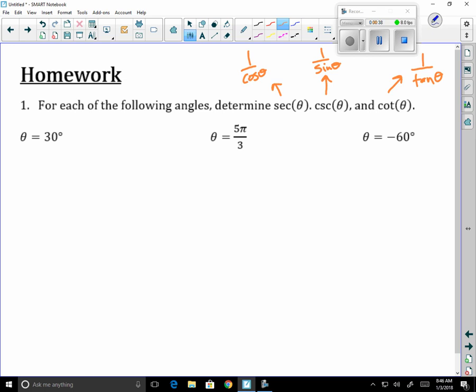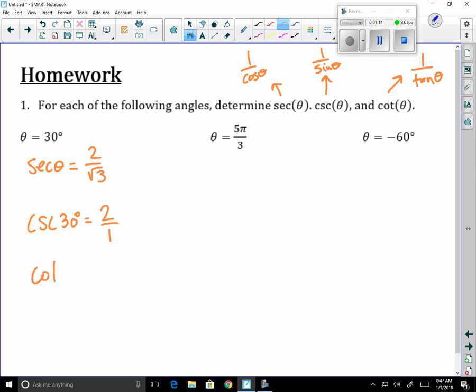So if I want to find the secant of 30, I know that the cosine of 30 is radical 3 over 2. So I'm just going to make this 2 over radical 3. If I wanted to find the cosecant of 30, well, that's the reciprocal of the sine of 30. Well, the sine of 30 is 1/2, so the reciprocal of that is 2 over 1.